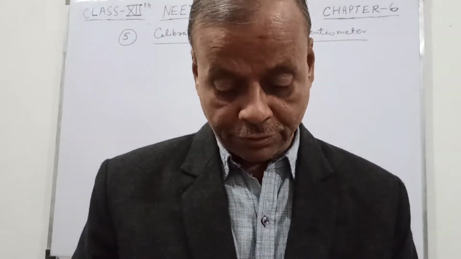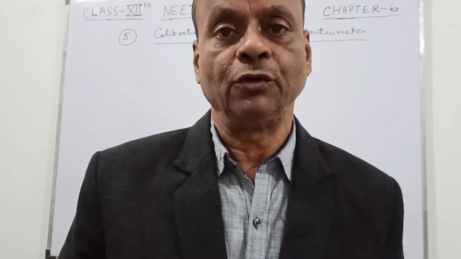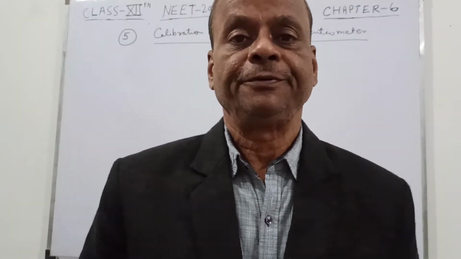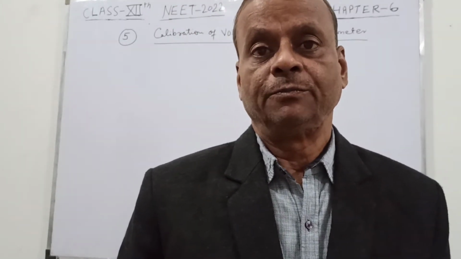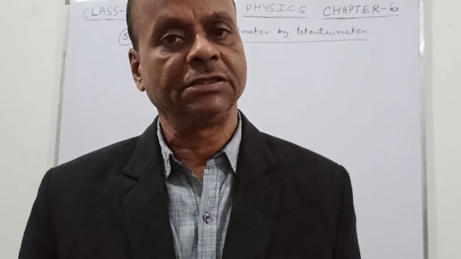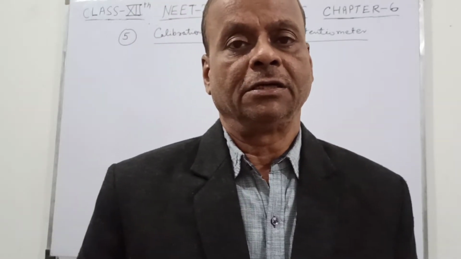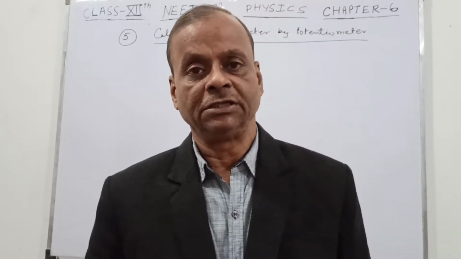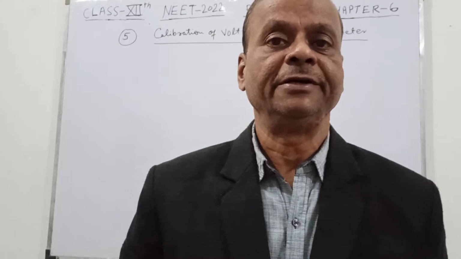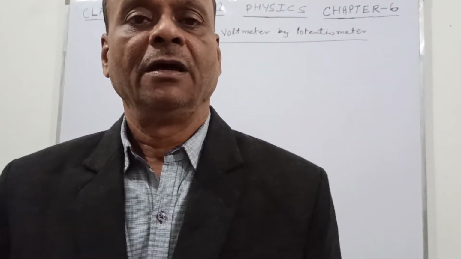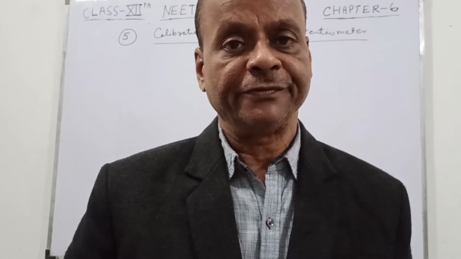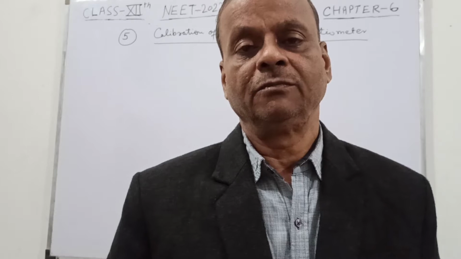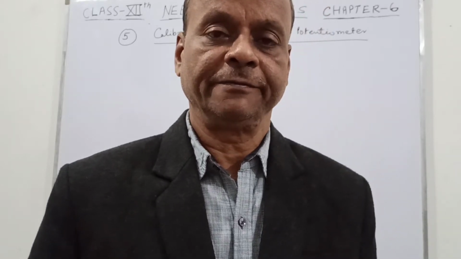I will tell you about the calibration of voltmeter by potentiometer. It is the fifth application of potentiometer. For that, I have told you the comparison of EMF of two primary cells, internal resistance of the primary cell, measurement of the small resistance, and the measurement of thermo EMF. The fourth and the fifth one is the calibration of voltmeter by means of potentiometer.